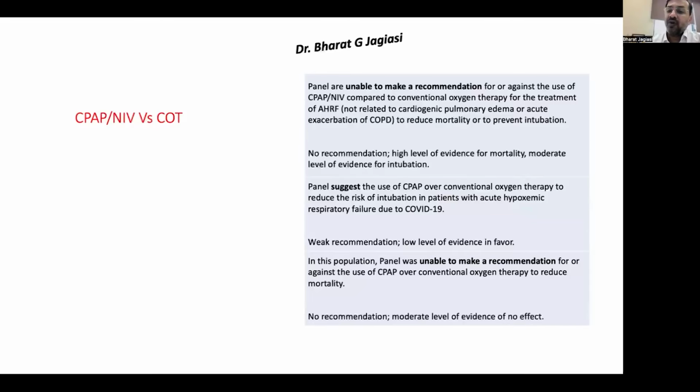They have not made any recommendation between CPAP NIV versus the COT, that is conventional oxygen therapy, because of high level of evidence for mortality and moderate level of evidence for intubation. The panel suggests the use of CPAP or NIV over conventional oxygen therapy for the treatment of AHF. They are unable to make any recommendation to reduce mortality or prevent intubation. But in case of COVID, there's a weak recommendation in favor of reducing the risk of intubation, but there was no recommendation when it came to mortality.